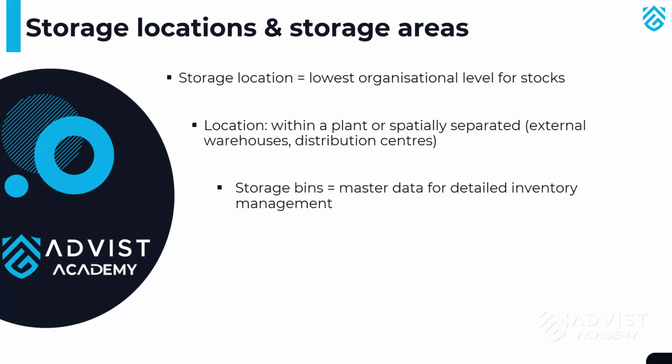Below the plant are the storage locations. They represent the lowest organizational level at which stocks are managed separately. Storage locations can be located within a plant or physically separate, for example, in external warehouses or regional distribution centers. In warehouse management, storage locations can also be divided into storage bins. These storage bins are master data and are used for detailed inventory management within a storage location.